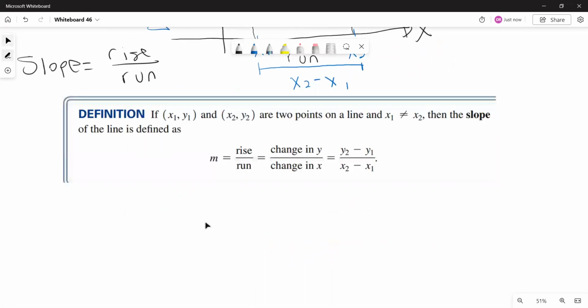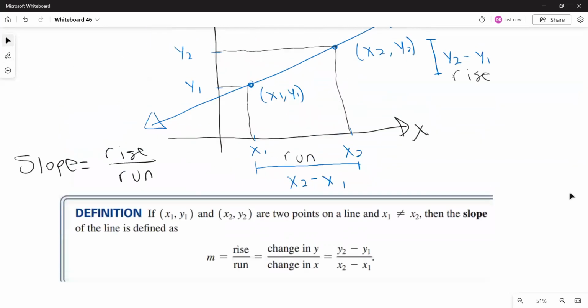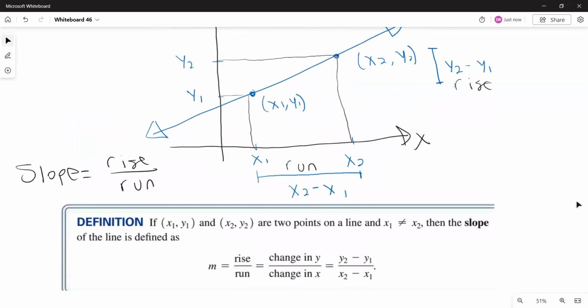And if x1, y1, and x2, y2 are 2 points on a line, and x1 does not equal x2, then the slope of the line is defined as the rise over the run, which is also the change in y over the change in x. But the change in y is y2 minus y1, and the change in x, that's the run, is x2 minus x1. So I'm doing some examples with the slope formula, and then I'm going to do an application.